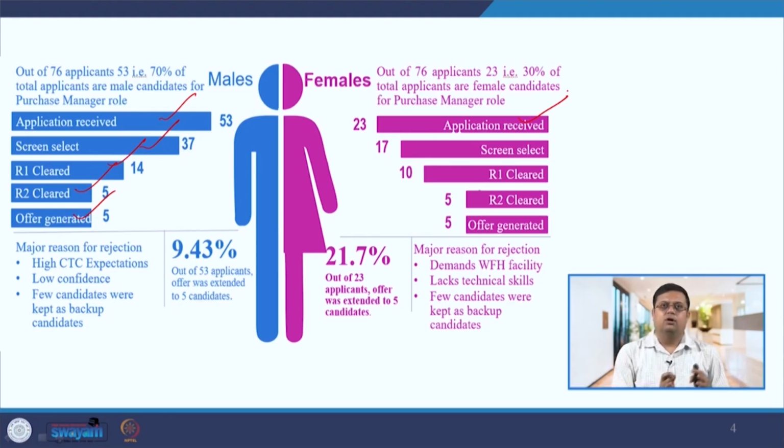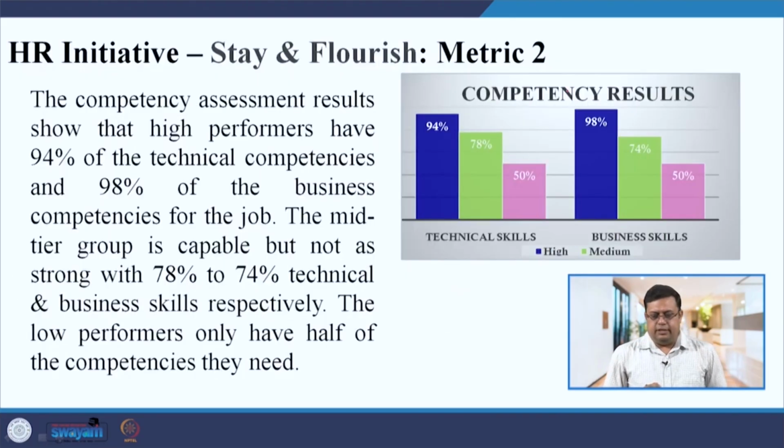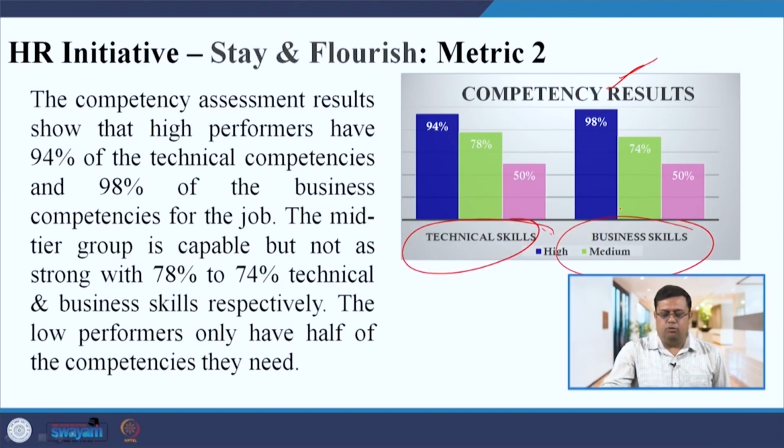Here you have the total number of applications, and you can divide this total gender-wise, and then calculate the various types of ratios gender-wise. The next ratio that you can see here is the HR initiative, like competency results. So what is this competency related to? Technical skills and business skills. Whatever pool is there, how many people have various types of technical skills.